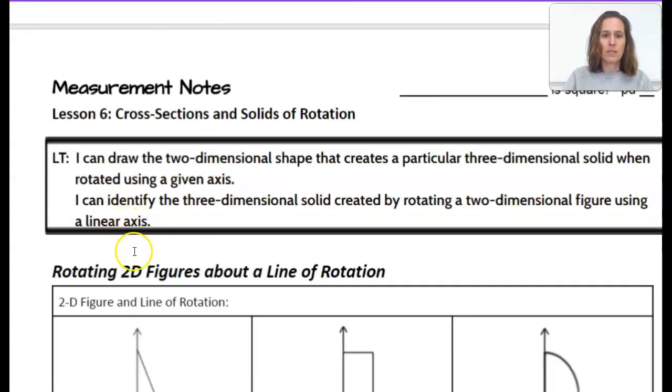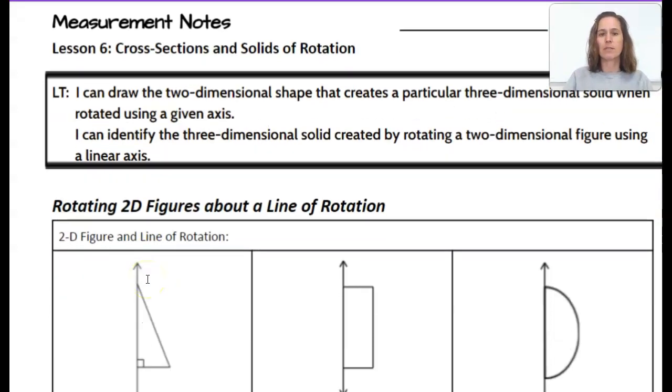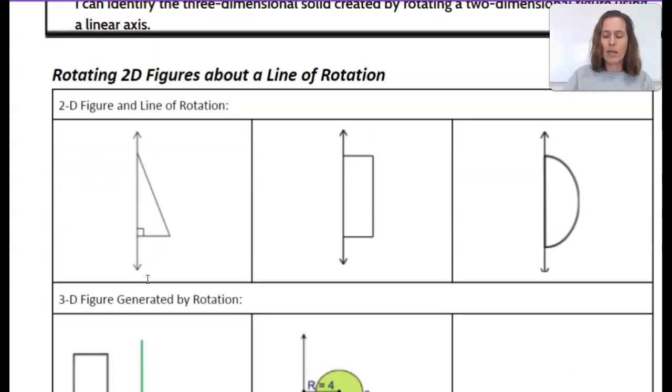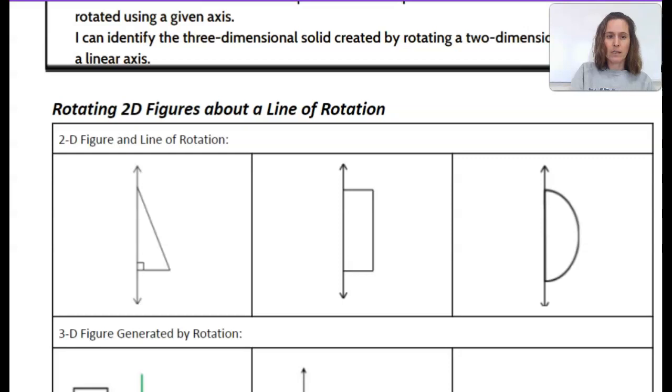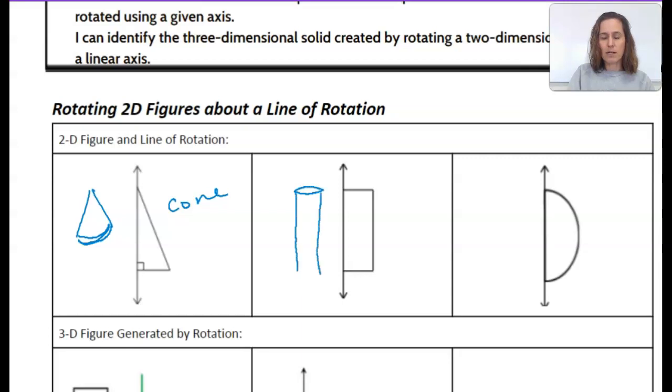Now I'm going to scroll down to solids of rotation. So given a 2D shape, identify what three-dimensional solid it creates, and then if you're given a three-dimensional solid, identify the two-dimensional figure. So if I rotate a triangle all the way around that axis, it's going to look like a cone. And then when it's rotating, it creates that rounded base. So our example here would be a cone. And then if I rotate a rectangle, again, it's going to give me those rounded sides. Here's my height, and then a rounded side at the bottom again. So it'd be a cylinder.